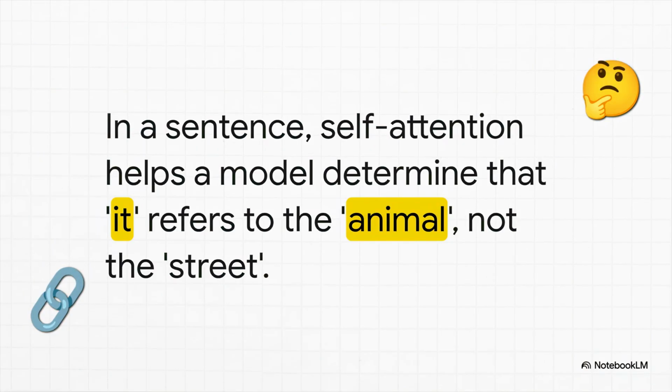Let's make this super simple. Take a look at this sentence. How does a machine know what the word "it" refers to? Well, that's self-attention. It calculates the relationship between "it" and every other word in the sentence, and it correctly figures out that animal is the most relevant one, not street. This ability to resolve ambiguity is really what makes these models so powerful.